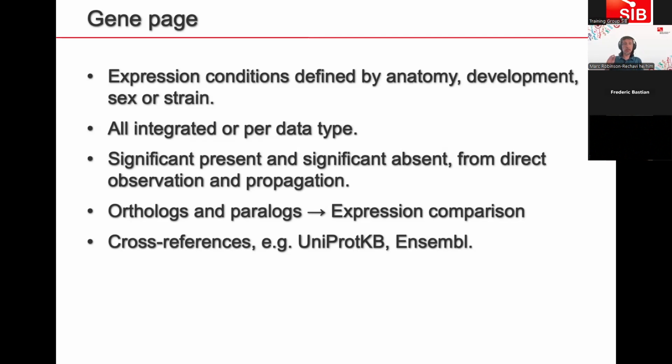We provide orthologs and paralogs from the database OMA of orthology. The paralogs are only in-species paralogs. So if you have a human gene, you find a human paralog, which can allow you to go to expression comparison. And we provide cross-references to UniProt, Ensembl, and so on.